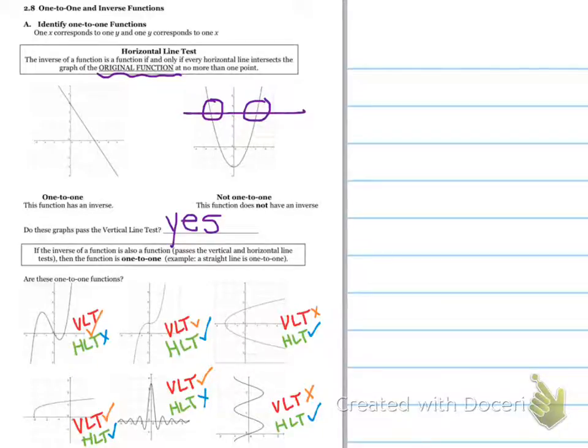If we went back and identified if they were one-to-one or not, the first one is no. The second one is yes. They both have a check mark, so it's one-to-one. The third one, no. This one down at the bottom, yes. The one in the middle, no. And this last one is also a no, not one-to-one.